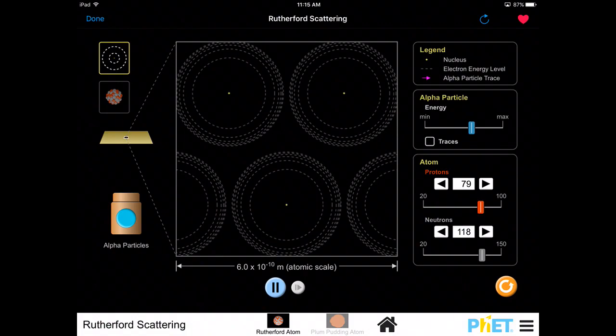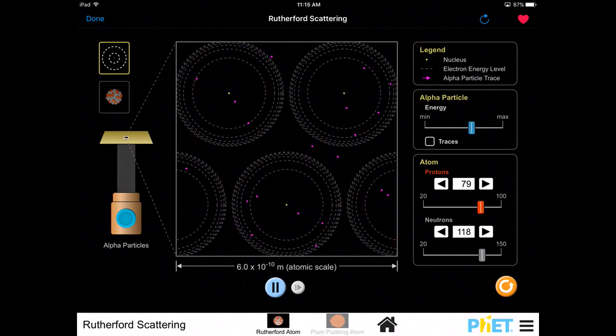Let's see what happens. If I turn on the alpha particles, those little purple dots are alpha particles. They're going through the gold foil. This is a blown up section of this gold foil. You can see it at the atomic scale. So what is this scale right here? What do we say? It's about an angstrom, right? 1 times 10 to the minus 10 meters.